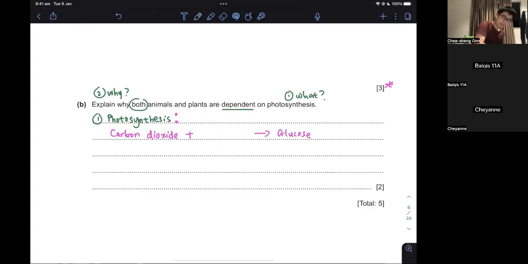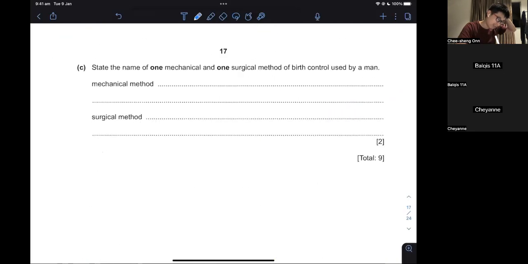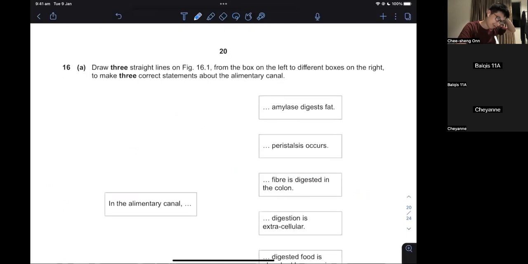So, Balkis, you want to correct her about this? What does carbon dioxide react with? Water. Yep, so carbon dioxide reacts with water. This was the opposite. Actually, in this paper just now, I don't know whether you remember the respiration questions. I think it was the last few pages, right? Photosynthesis is the opposite of respiration.